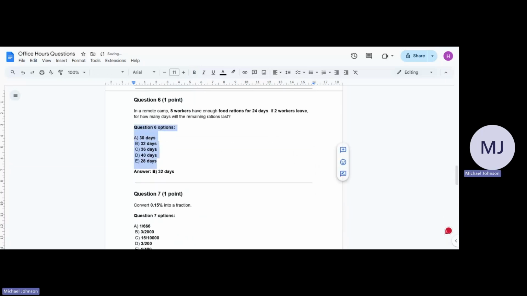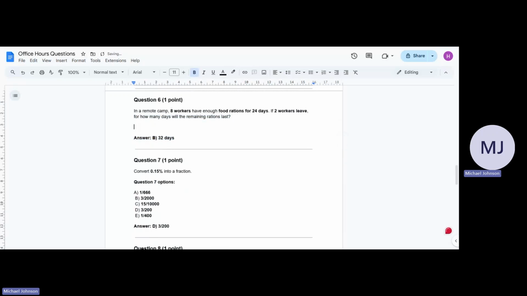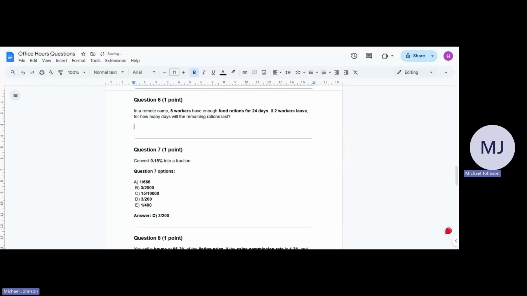And then the next one here, in a remote camp, 8 workers have enough food rations for 4 days. If 2 workers leave, for how many days will the remaining rations last? So what we'd have to do is, new days would be initial workers times initial days divided by remaining workers. So we would do that.